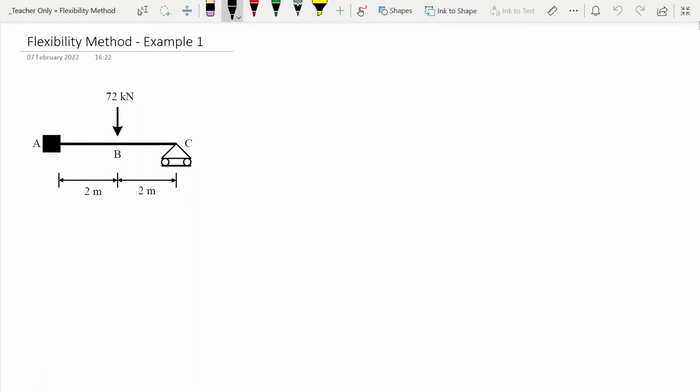Hi everyone. This video is the solution to example 1 on the topic of flexibility method. Before we solve this problem, we are going to first look into the theory of flexibility method.